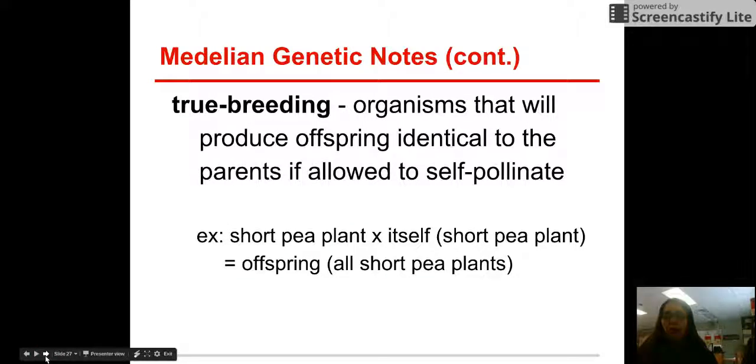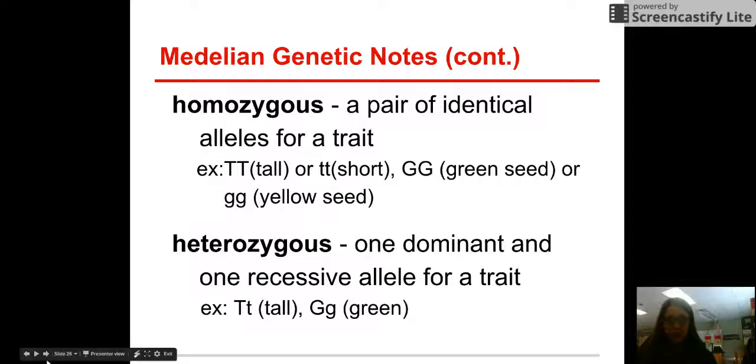Now, these words go with homozygous and heterozygous. They're just synonyms for them. The first one is true breeding. True breeding, think of it like another way to say homozygous. True breeding, they're only going to pass down the same traits to their offspring. So if we have a short pea plant, which remember would have been 2 lowercase t's, it's only going to pass down lowercase t's. If I have a tall pea plant that has 2 uppercase T's, it's homozygous dominant, only going to pass down those tall traits. So true breeding is another way of saying homozygous for us, right?